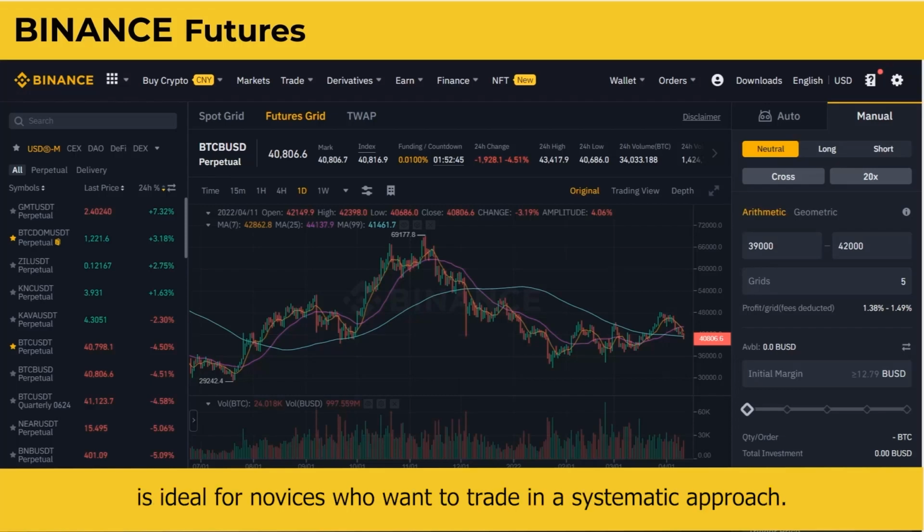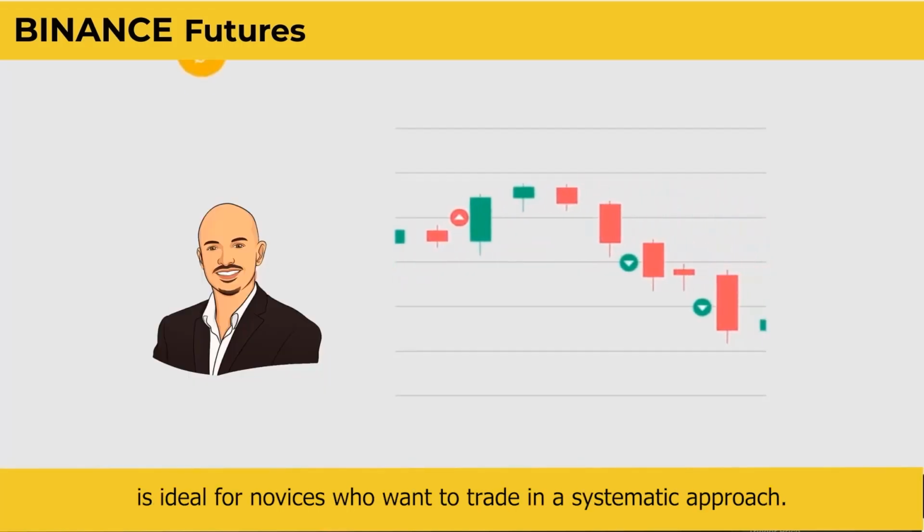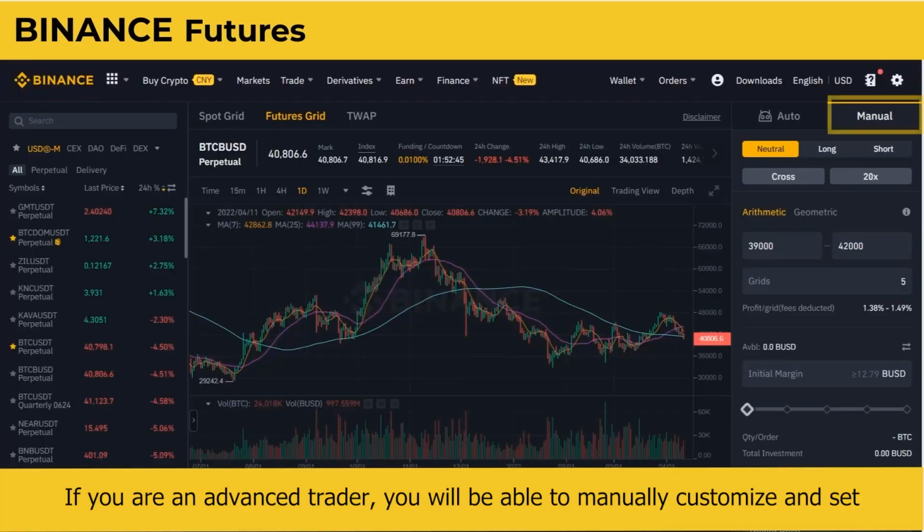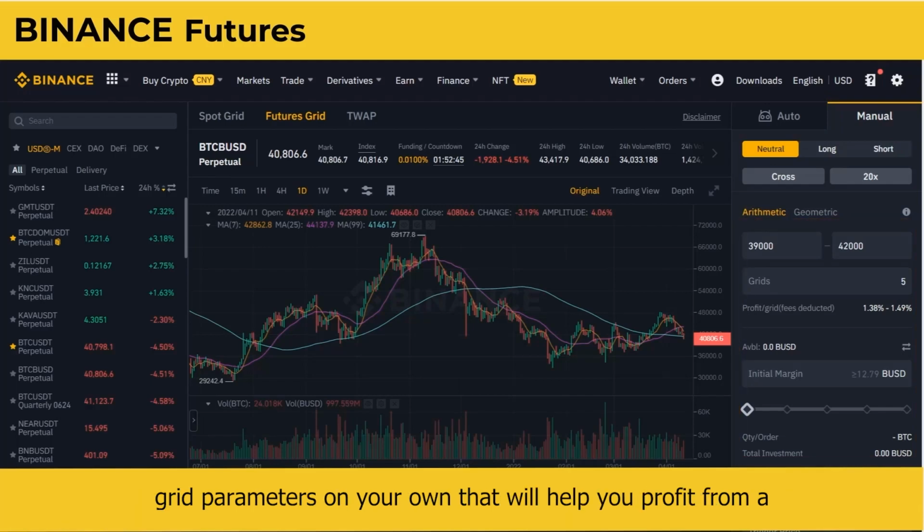Grid trading is ideal for novices who want to trade in a systematic approach. If you are an advanced trader, you will be able to manually customize and set grid parameters on your own that will help you profit from a predefined price range in any of the available derivatives contracts.